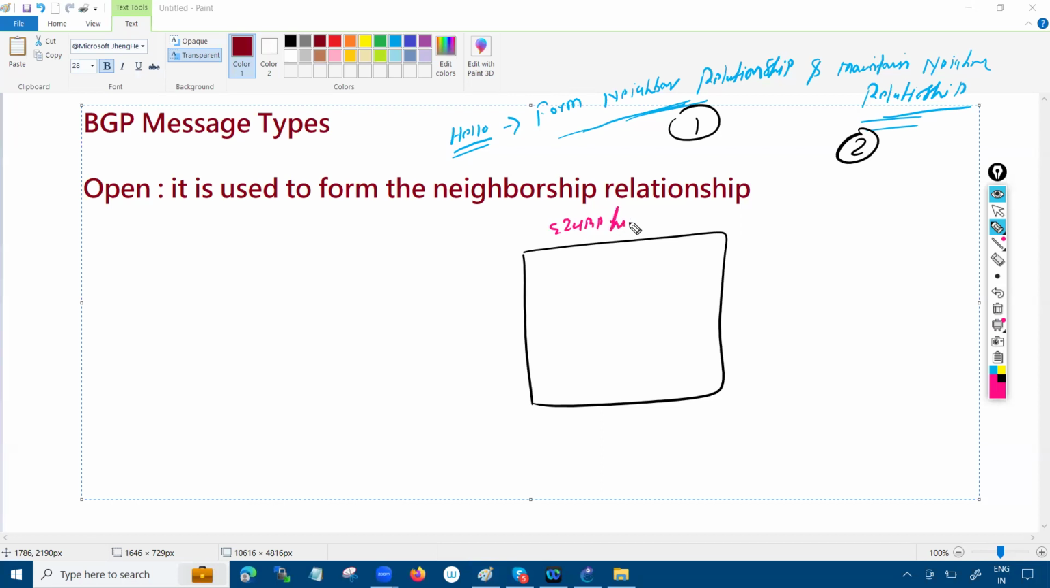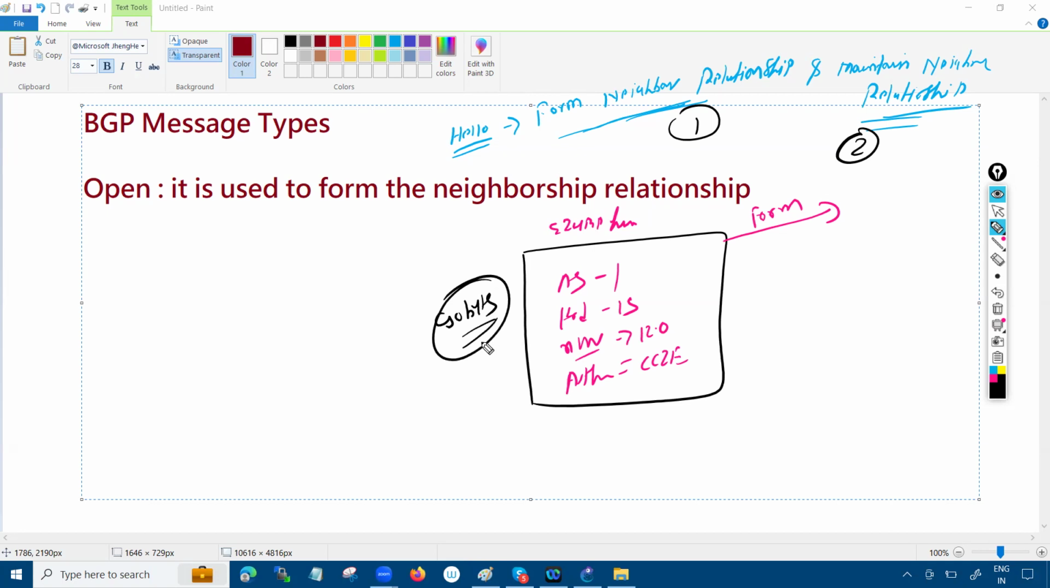In your EIGRP hello packet, you are sending the AS number, the hold time, the network information, and authentication. You have sent the AS number, the hold time, that's 15 seconds, the network statement, that's 12.0 for example, and the authentication key over there. So this hello packet is used to form the neighbor relationship. The size of this packet is, assume, roughly 90 bytes.